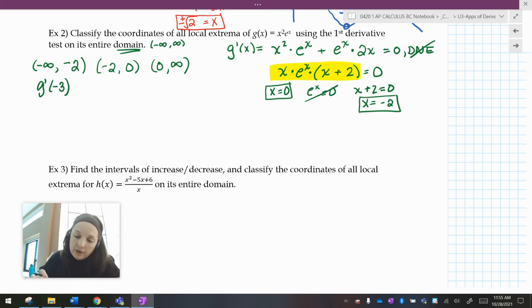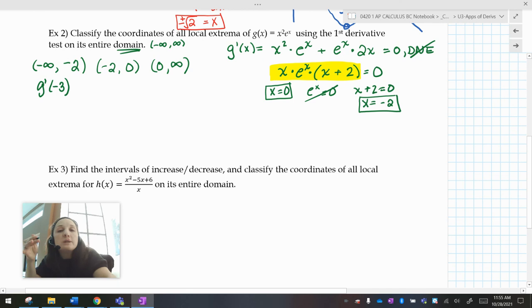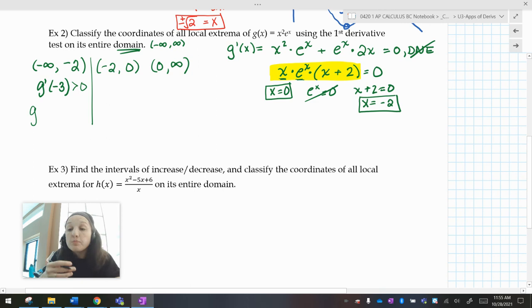When I plug -3 into the second one, that's my better option because I don't need to know the value. I just need to know the sign because I'm multiplying. -3 times e to the -3. Well, e to the anything's positive. So I have a negative times a positive. -3 plus 2 is negative. A negative times a negative is positive. G prime of -3 is greater than 0.